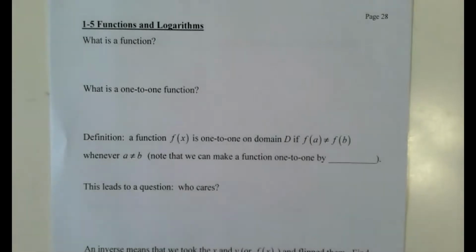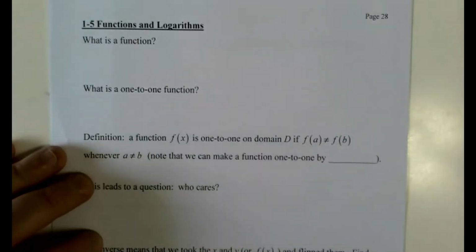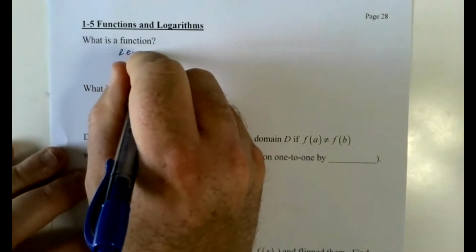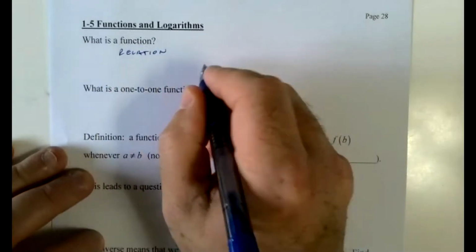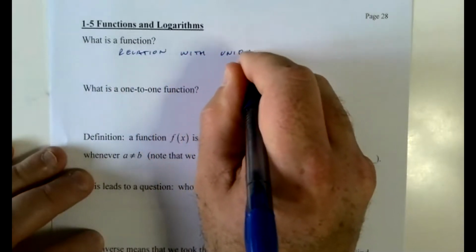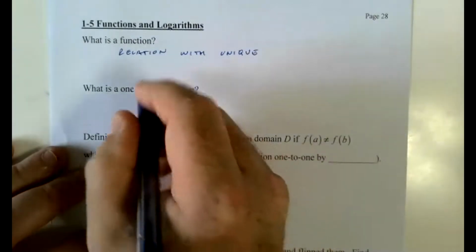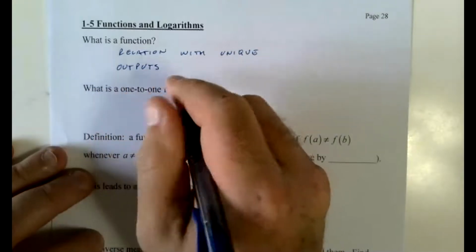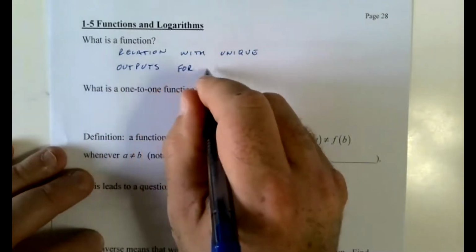1.5 functions and logarithms. What's a function? It's a relation. Relations are just pairs of numbers. And we've already talked about this. It's got unique outputs for every input.